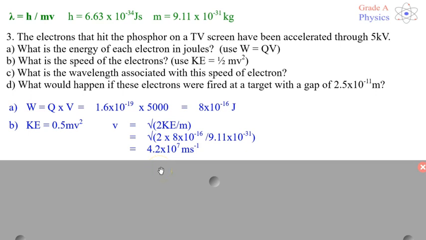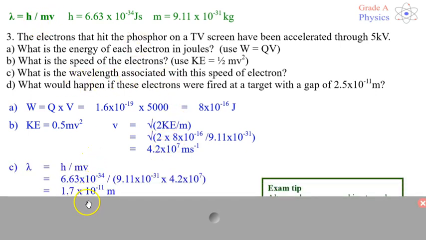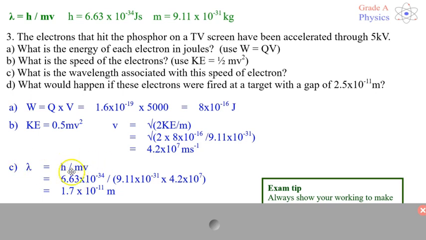Expect a really high value, so 10 to the 7 sounds about right. If you're getting much lower values, then you've probably made a mistake, because normally electrons move extremely quickly. What is the wavelength? So we're going to use de Broglie. We can put the numbers into the de Broglie formula, and we get 10 to the minus 11.